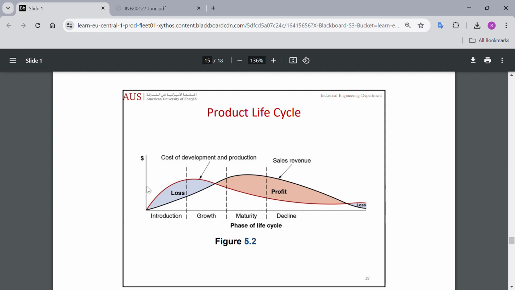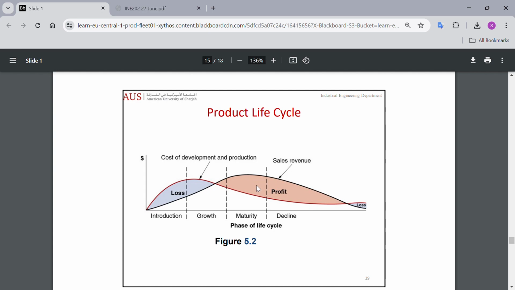Even when it reaches the beginning of the growth period, you're still not going to be making profit until sometime you break even, when your costs equal your revenue. And after that, if your product continues to be a success, then it's going to reach maturity, and that's where you make your profit and your revenue exceeds your costs.